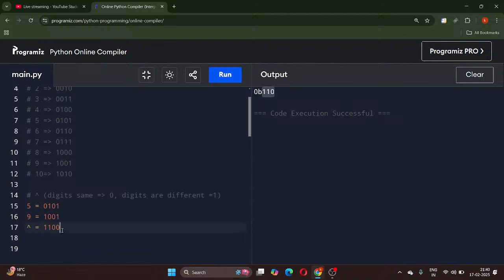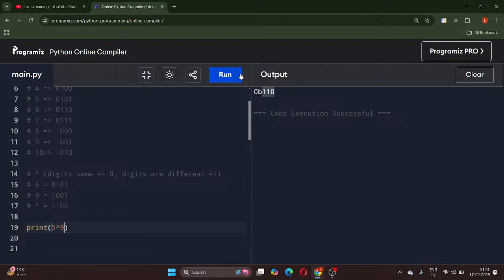So now let us see whether or not we are getting 12 as our final answer for 5 XOR 9, right? Let us try. So print 5 XOR 9. We should get the final answer as 12, and yes, we are getting the same answer. So this is how the XOR operator works, right?